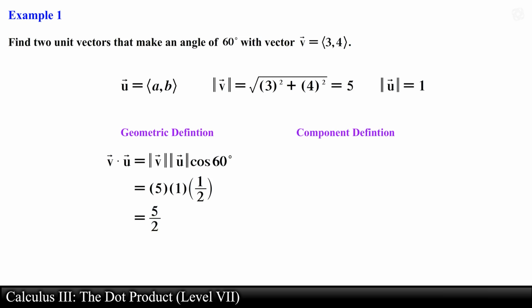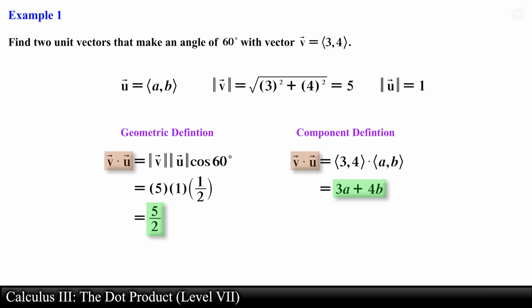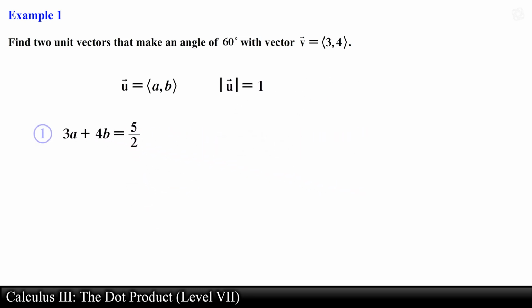Next, we use the component definition to find an expression for the dot product between vector v and vector u. In this case, it will be equal to 3a plus 4b. We then equate this expression with the value we obtained by using the geometric definition, since both represent the value for the dot product, in this case 5/2. And this is our first equation.